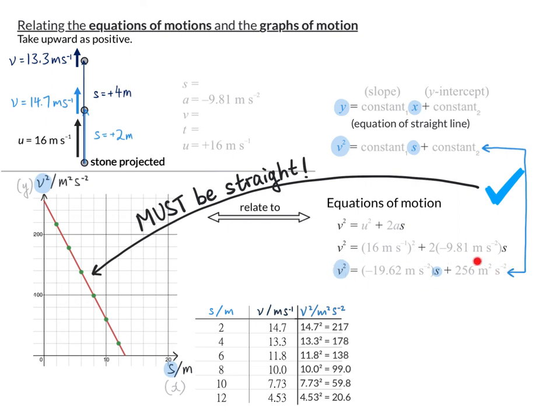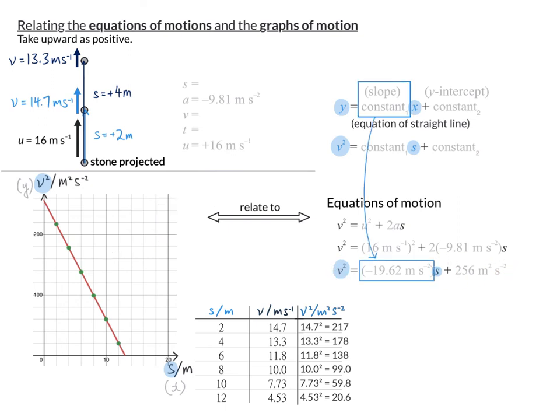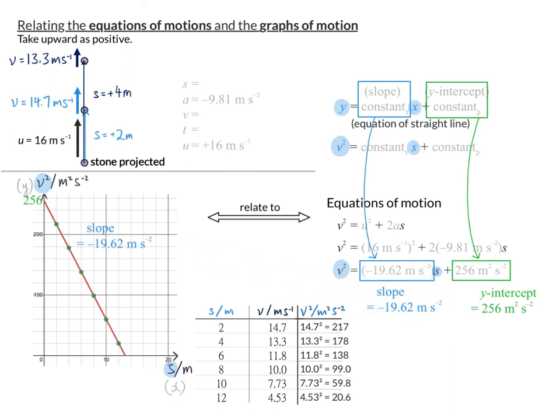at this equation. Furthermore, since you know this first constant means the slope of the graph and the second constant is the y-intercept, you can tell at a glance that this graph has a y-intercept of 256 meters squared per second squared and a slope of negative 19.62 meter per second squared. You see, no detailed computations needed. All that you need is to look at the equation and check out if it satisfies the equation of straight line y equals a constant times x plus another constant.